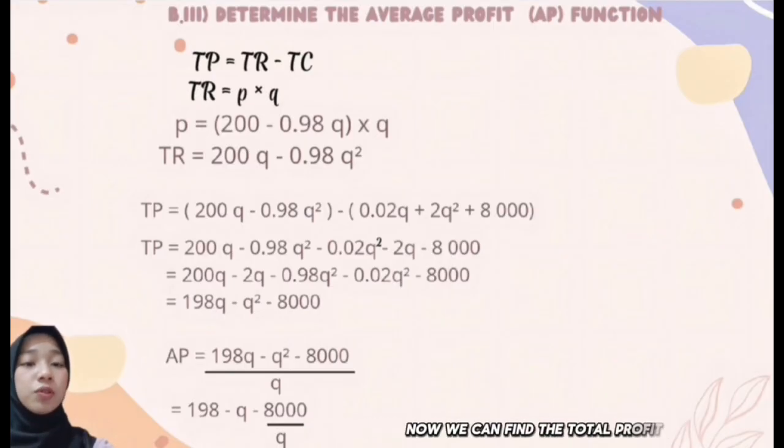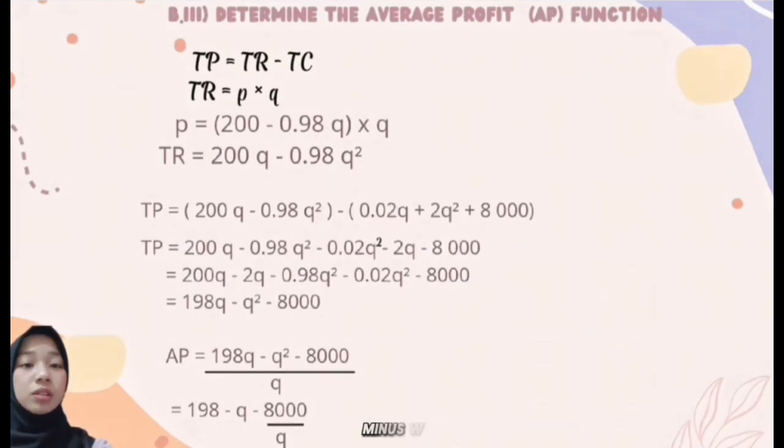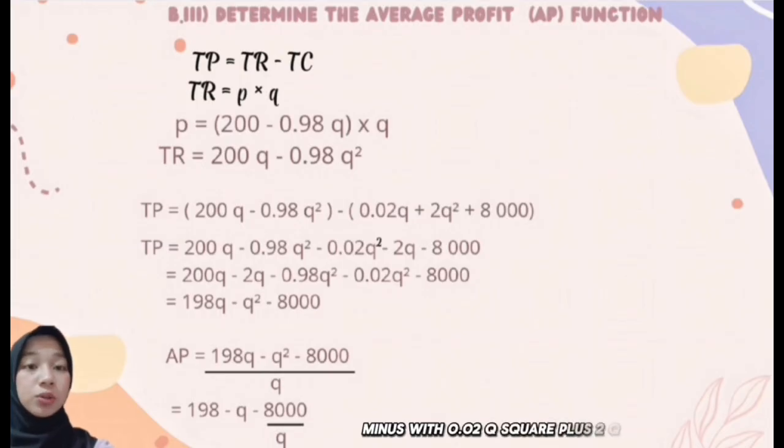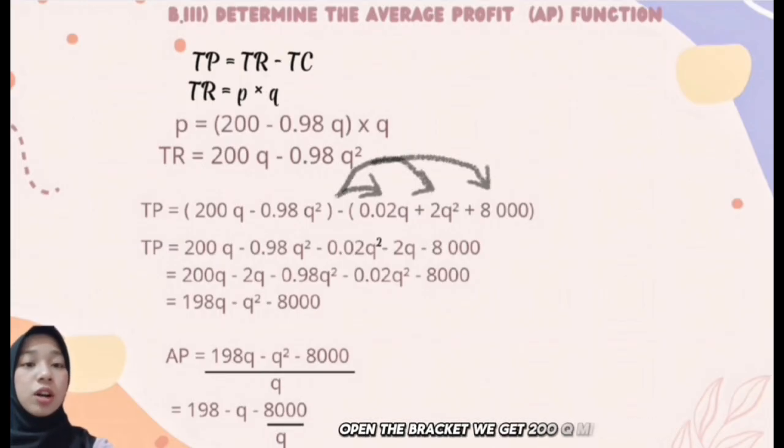Now we can find the total profit: 200Q minus 0.98Q square minus 0.02Q square plus 2Q plus 8,000. Open the bracket. We get 200Q minus 0.98Q square minus 0.02Q square minus 2Q minus 8,000. Simplify it: 200Q minus 2Q minus 0.98Q square minus 0.02Q square minus 8,000. So our TP is 198Q minus Q square minus 8,000.